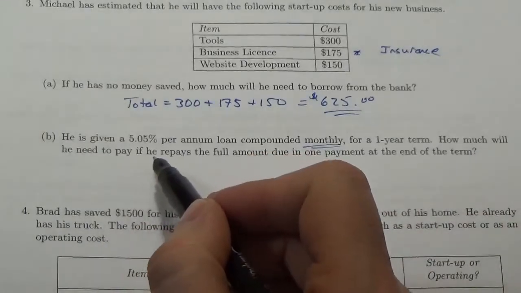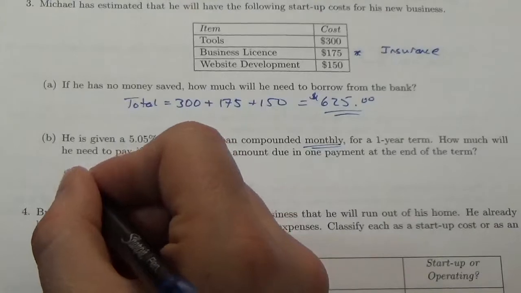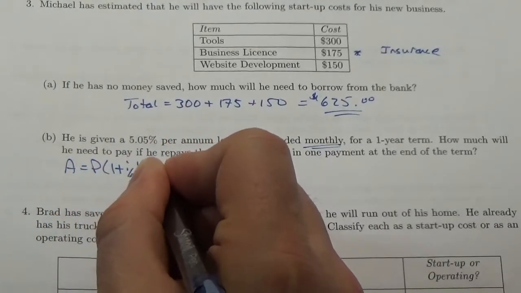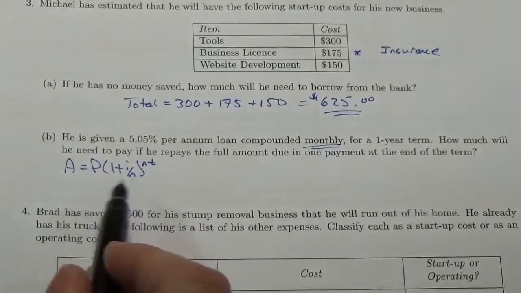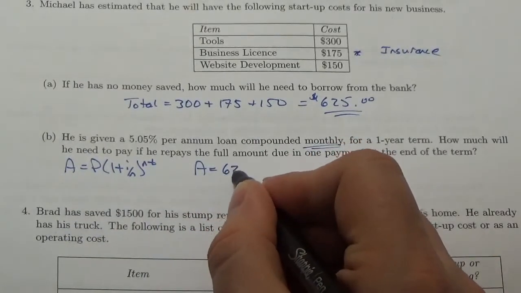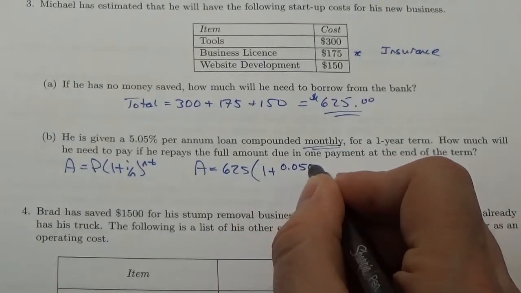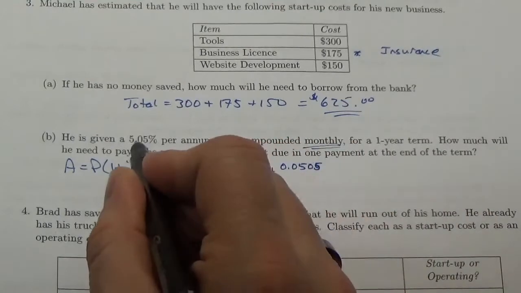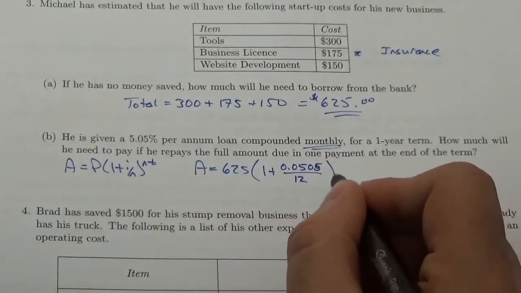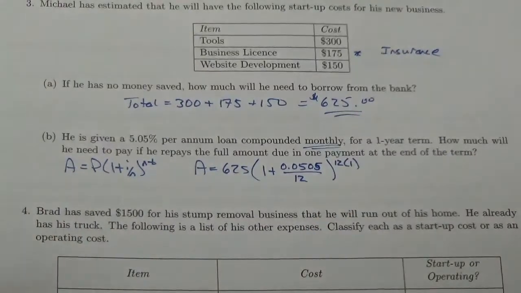How much will he need to pay if he repays the full amount due in one payment at the end of the term? When it's worded like that, that's what I'm asking you for. So our accumulated amount here is going to be $625, 1 plus 0.0505. Whoops, that's our interest rate. It's compounded monthly. And then to the 12 times 1, because it's only in there for 1 year.